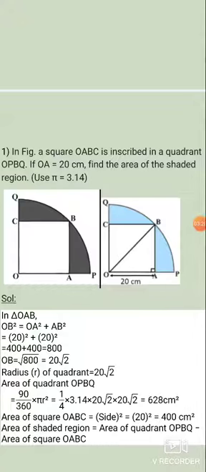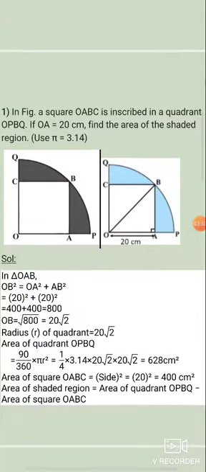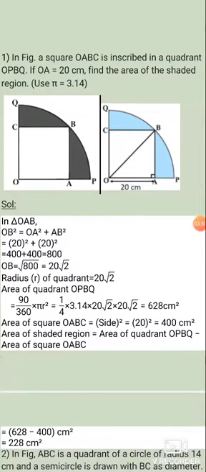Now we need to find out what? Area of the square. So what is the equation for the area of the square? Side into side. So that is what? 20 square, which is equal to 400. At last, area of the shaded region is equal to area of the quadrant OPBQ minus area of the square OABC. So what is that? 628 minus 400, which is equal to what? 228 centimeters square. Clear, students?